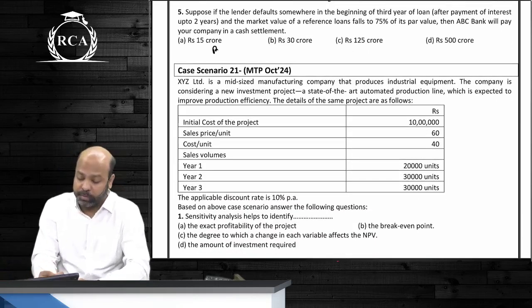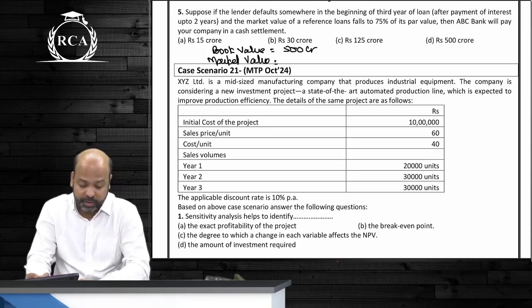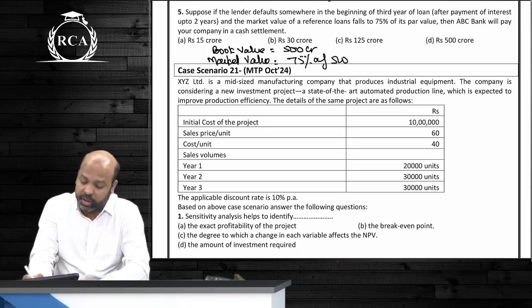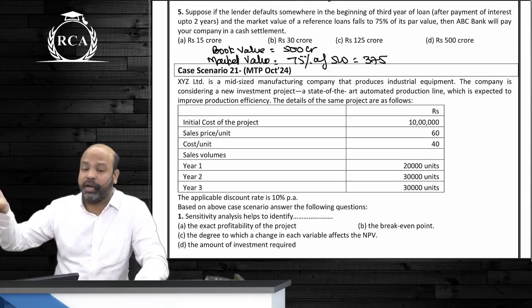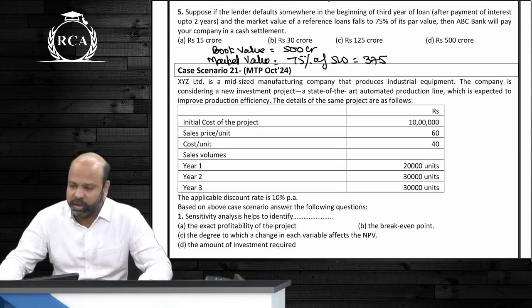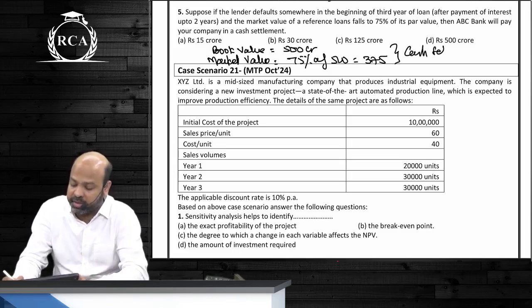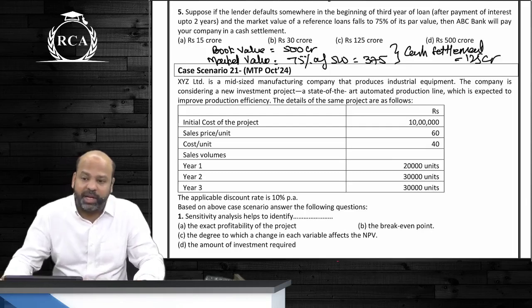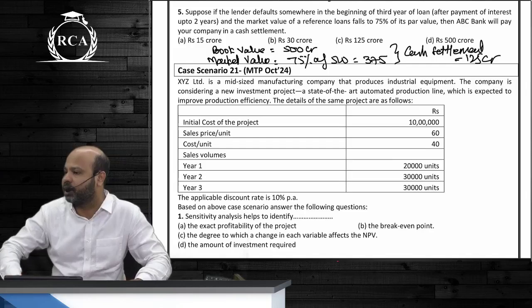Perfect. What is the book value of the loan? 500 crores. What is the market value? It has come down to 75%. So it is 75% of 500 crores, 375. If it were physical settlement, we would have given the total loan and received 375 crores. So sorry, you'll receive the entire 500 crores. I'm extremely sorry, but you'll receive the entire 500 crores. Because it is cash settlement, you will receive the net difference in cash. The market value of the loan is still 375 crores. You will receive 125 crores from the other company. Total amount will become 500 crores.